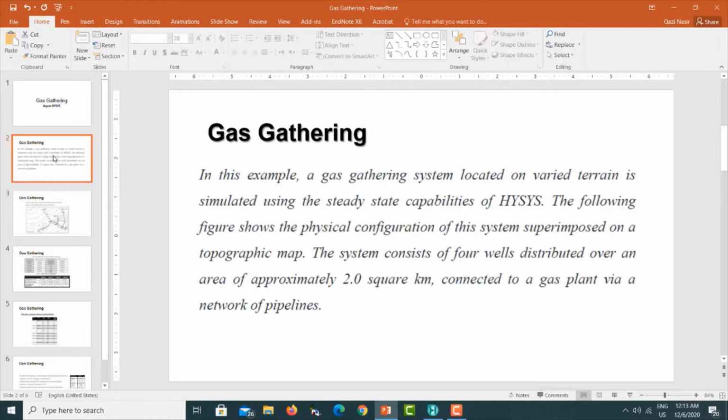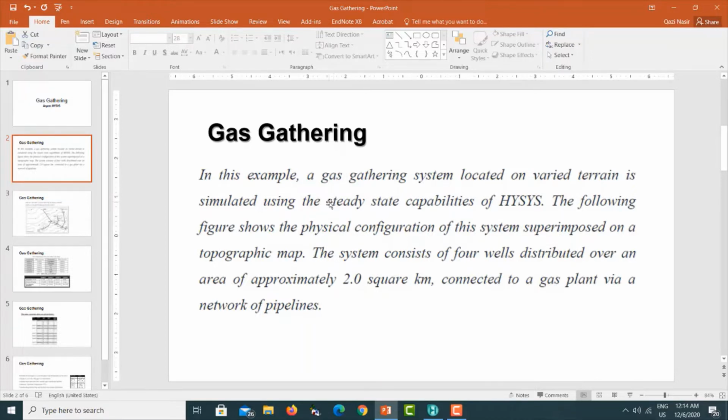So the problem that we are going to address in this one is, in this example, a gas gathering system located on varied terrains. Terrains means different wells. It is simulated using the steady state capabilities of HYSYS.